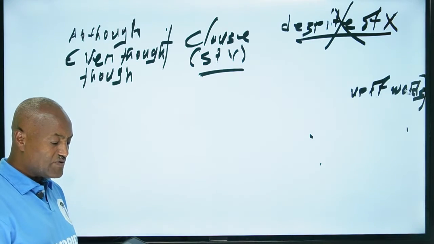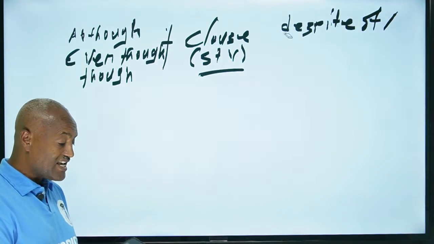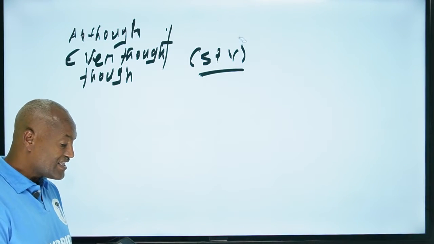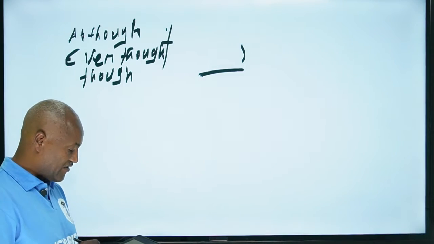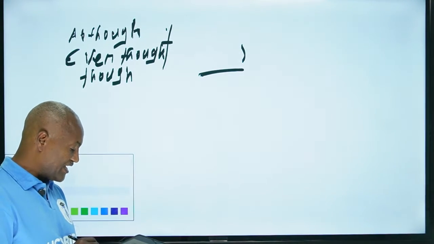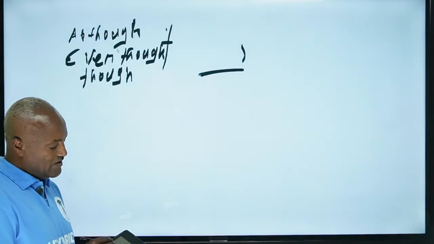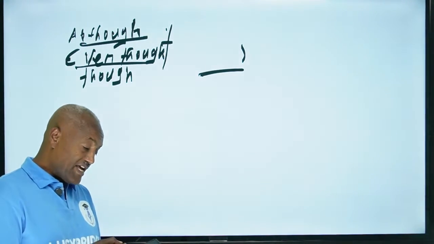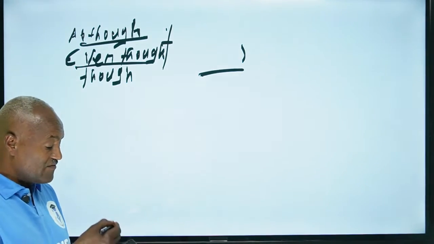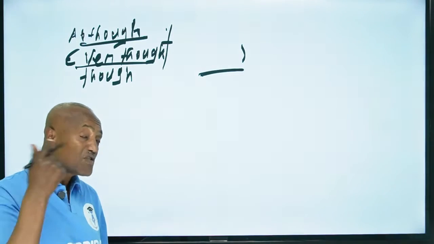That is why most of the time students make a mistake, thinking that if they are found under the same category, they can replace each other. For instance, here is a very simple example I can give you. Look: although, even though. Although can replace even though, can replace though, but this may not always be true.